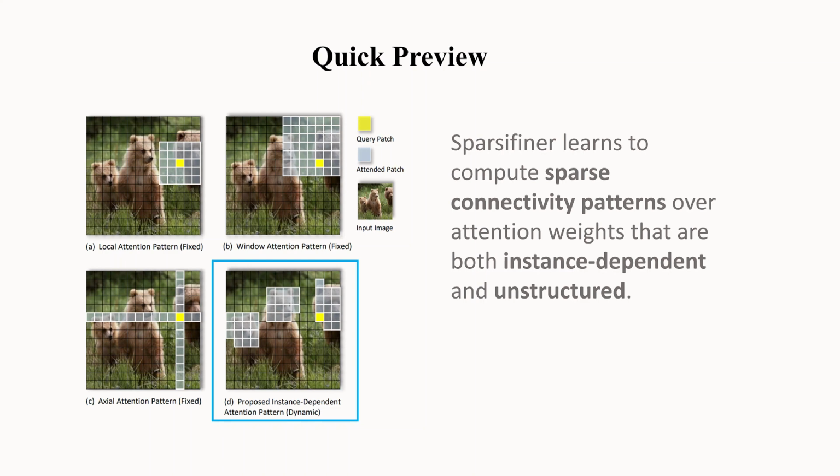However, such structured patterns limit the token-to-token connections to their spatial relevance, which disregards learned semantic connections from full attention. In this work, we propose to learn instance-dependent attention patterns by devising a lightweight connectivity predictor module that estimates the connectivity score of each pair of tokens.